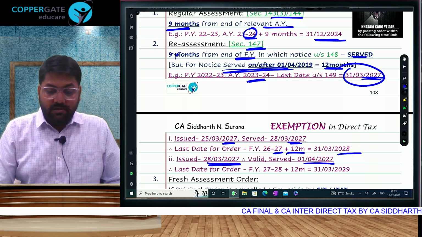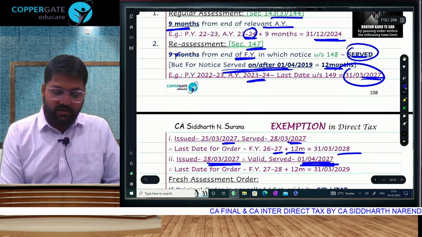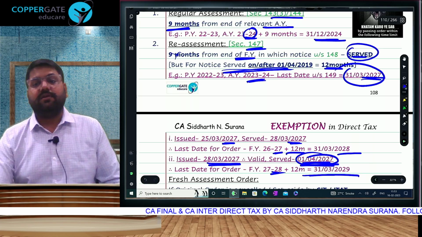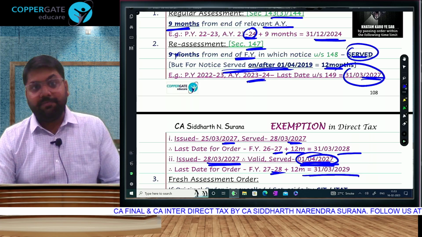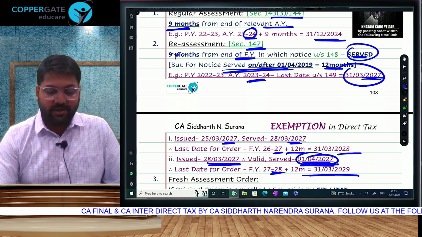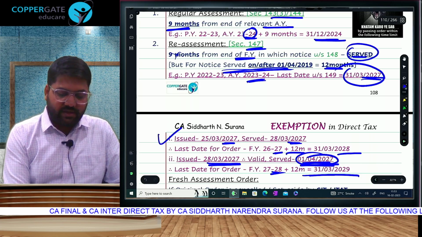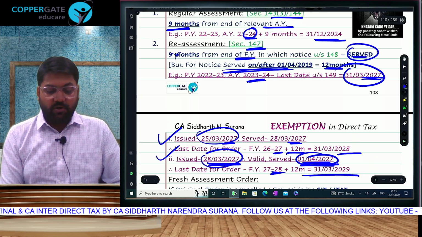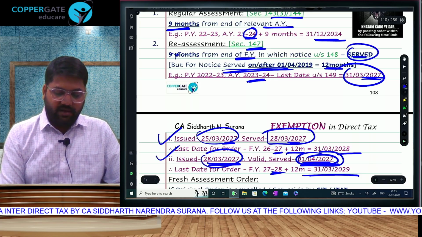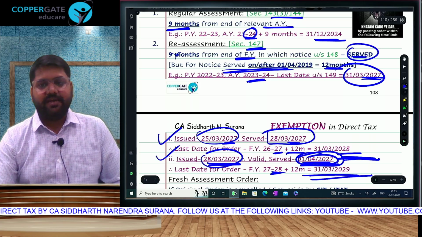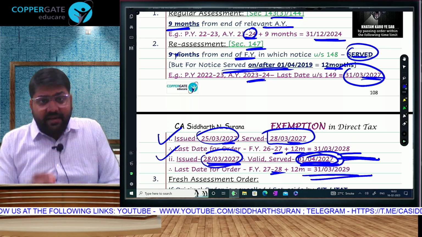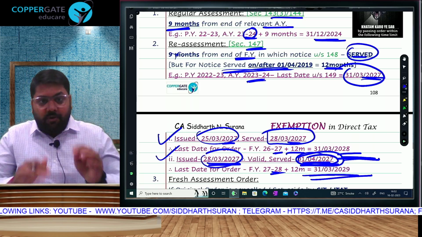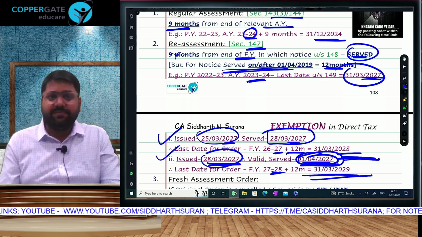But then here, the time limit for passing order will be counted from this financial year, and this is 27-28. So just because of a 3-year delay, extra time is going to be available by one full year to the assessing officer to complete the assessment. This is also a valid notice because issued on time. This is also valid notice because issued on time. But time limit of order will start from year. From year. And this is a different financial year. Accordingly, one extra year will be given. So, very smartly played by our government. In the time limit of notice, they have used the word issue. But in the time limit of order, they started from the date of service, from the year of service.